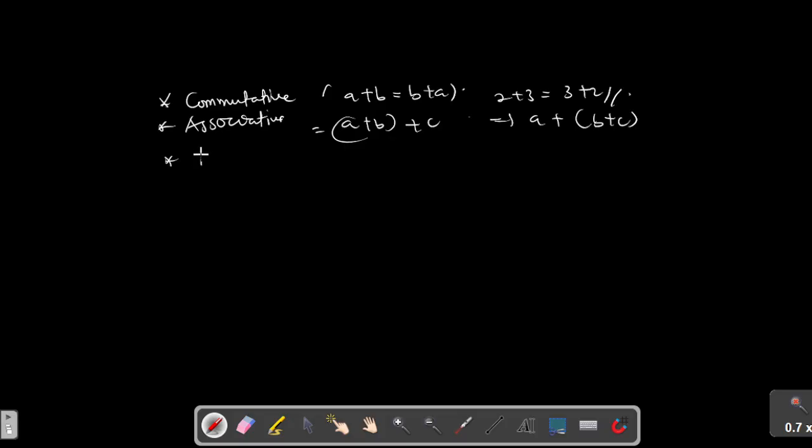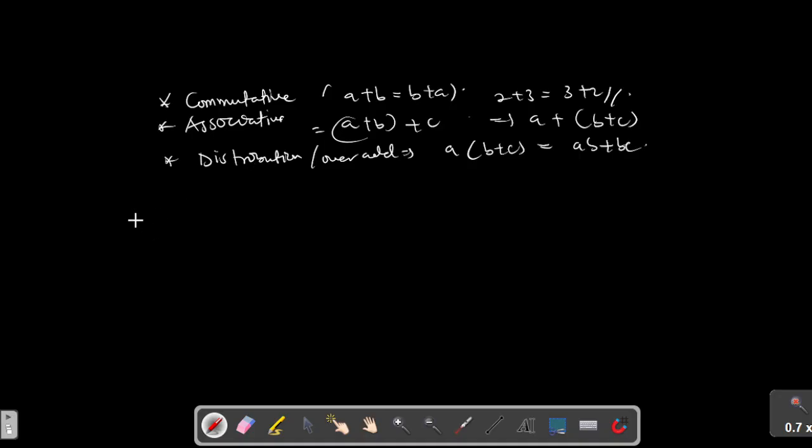Then we have distribution over addition, right? So what does that mean? If you have A multiplying B plus C, then I can distribute this to give me AB plus AC. So these are some of the properties which you're looking at, and we'll be looking at several properties.